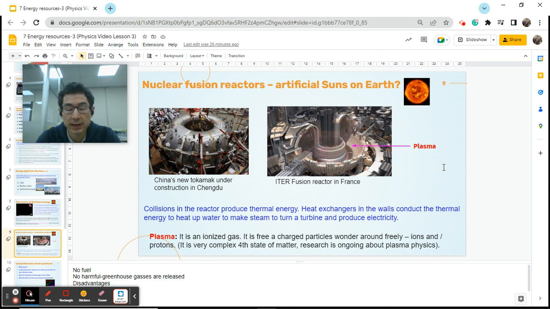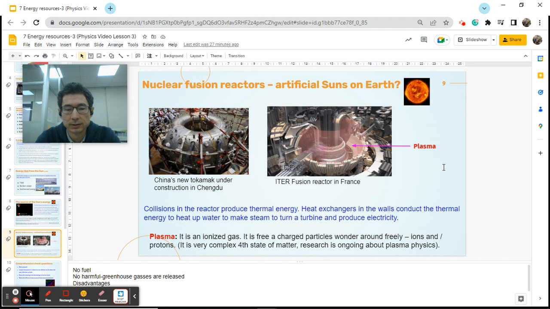So this is a reactor which will copy what's going on on the surface of the sun, which is fusion. There is a nuclear reactor called tokamak. It's like a donut-shaped reactor. So what's going on here?